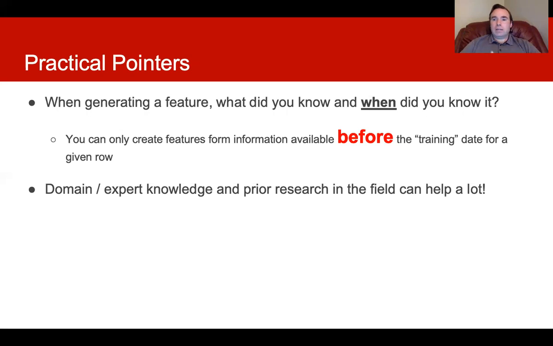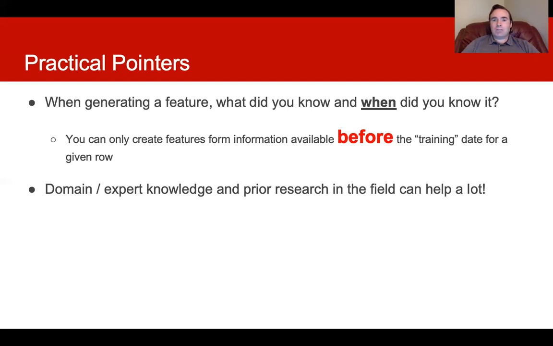When you're creating a given feature for a given cohort in your data, you can really only use information that was available before the date that is being used to train that model. And that sounds obvious and straightforward, and kind of in general it sort of is, but in practice it can be a bit more challenging.